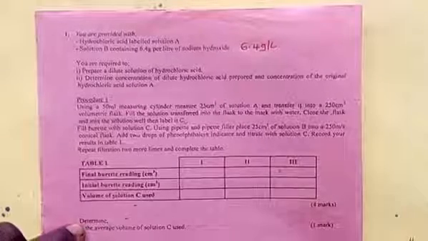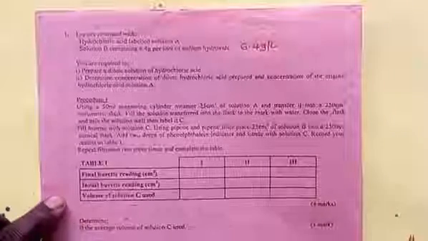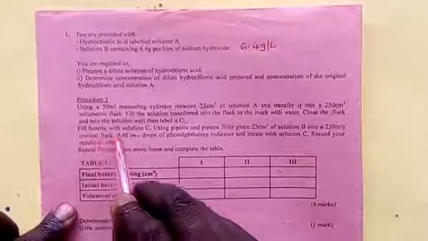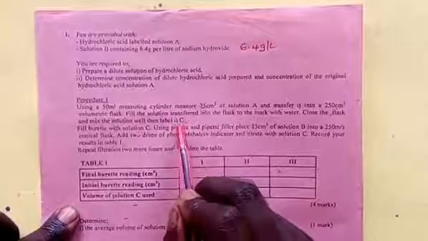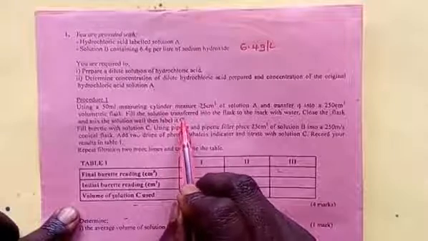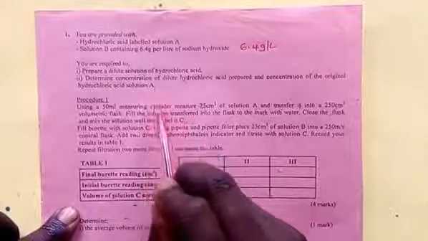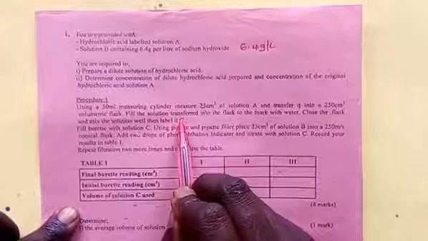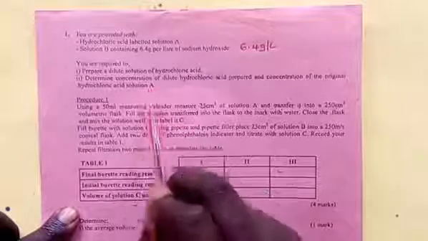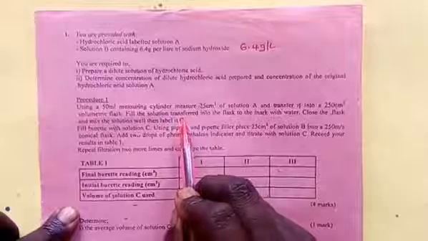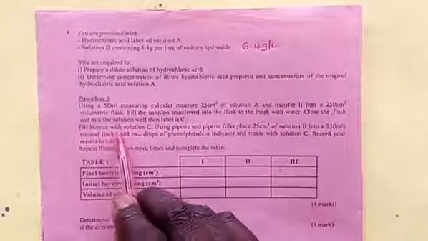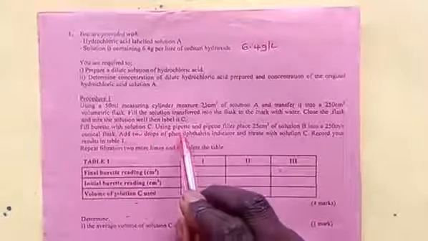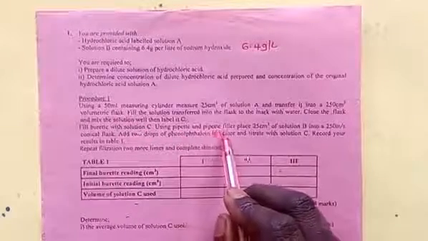Thank you. I hope you have understood that. So let us go to procedure 2. Fill the burette with solution C. Now we have prepared solution C, remember. Solution C is HCl. The difference with A is that this one is diluted. This one is high concentration, low concentration, but ni nini? Ni HCl. Fill the burette with solution C using a pipette and a pipette filler.